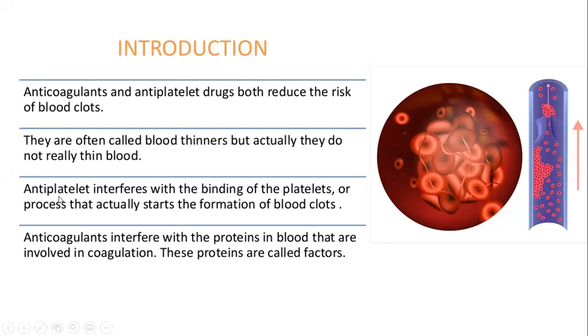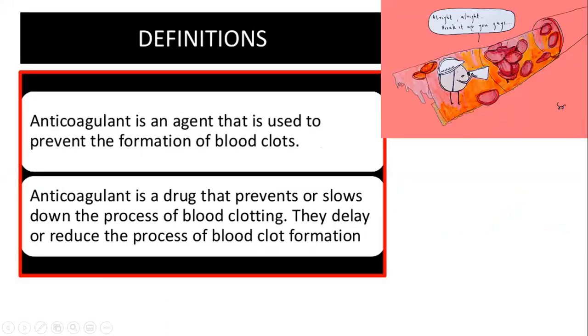Okay, so there are two types. One is antiplatelet and the other is anticoagulant. I've also explained the definition of anticoagulant. It is an agent that is used to prevent the formation of blood clot. So we do not want any blood clot to happen after any injury, or we do not want the blood to clot for a long time, so we can give anticoagulant.